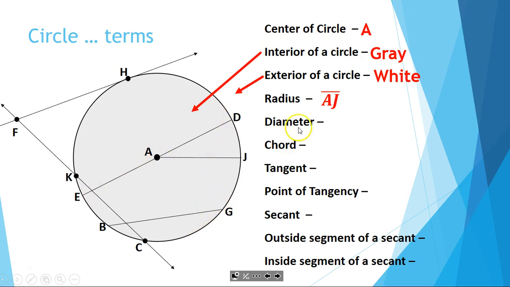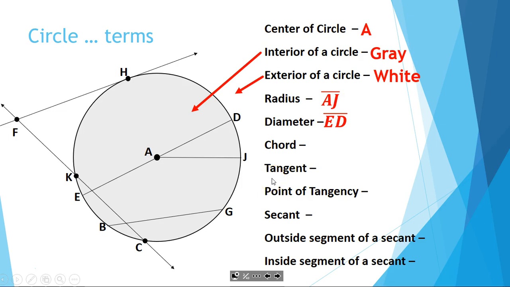So next we're going to talk about a diameter, and a diameter is a chord. A chord is a segment whose endpoints are on the circle. The difference is a diameter is a chord that goes through the center of the circle. So that's ED right here, this segment right here. And it has a segment symbol over top of it again, which is a line without arrows.